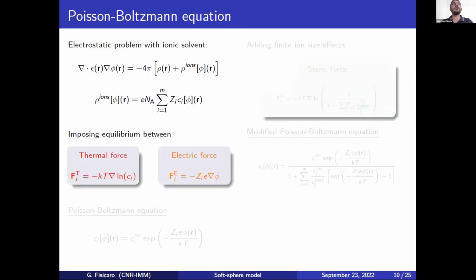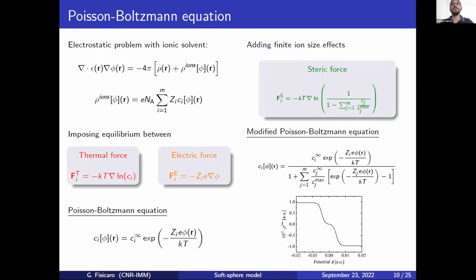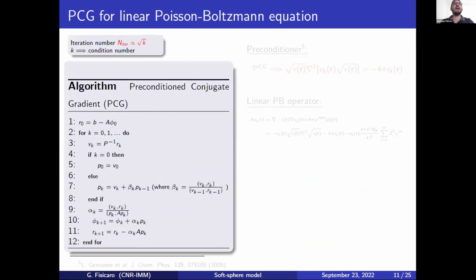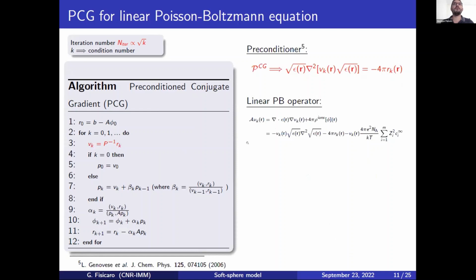Then here the solver for the Poisson-Boltzmann. We have two types of Poisson-Boltzmann, the traditional one and the modified Poisson-Boltzmann, which takes into account the steric force and the finite size effects. And we applied the preconditioned conjugate gradient method for the linear version of the Boltzmann. In principle, this should be enough for, let's say, for example, a protein plunged in a solvent.